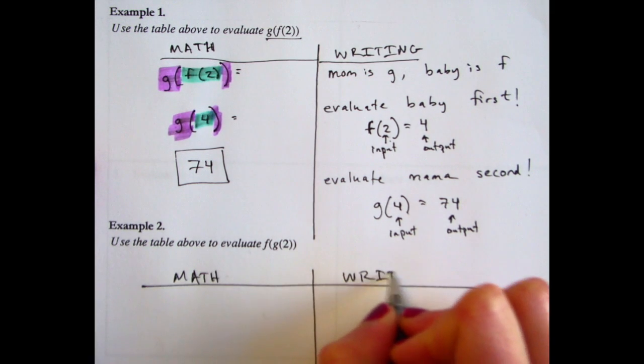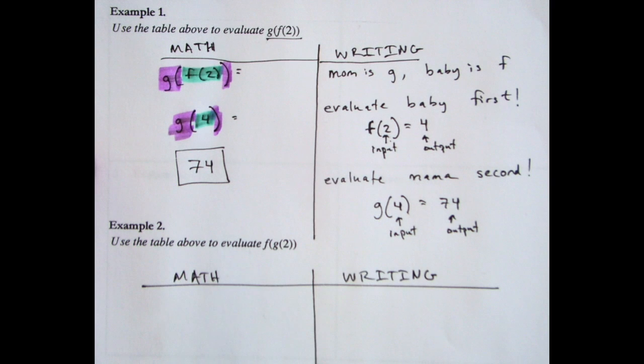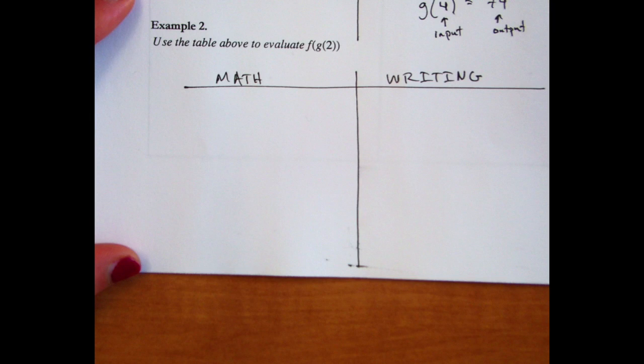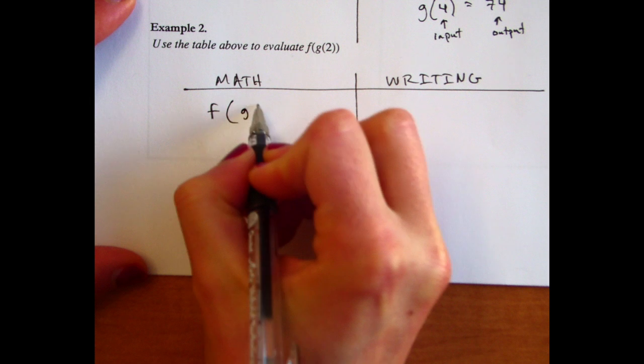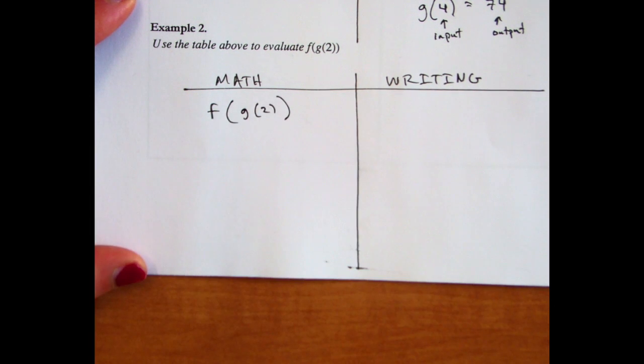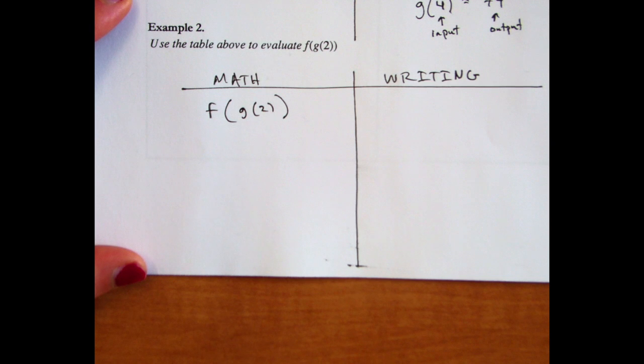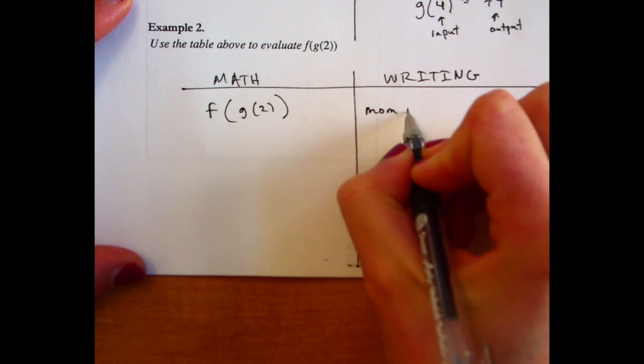Okay, so let's start just by writing that I need to evaluate f of g of 2. Who's your mom? Who's your baby? Very important. My mom is f. My baby is g. They switch places, which is going to change the whole answer.